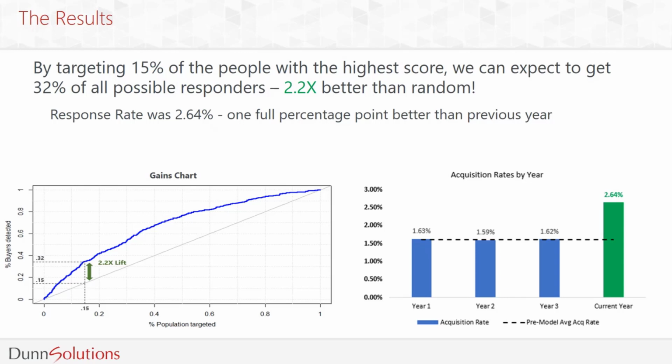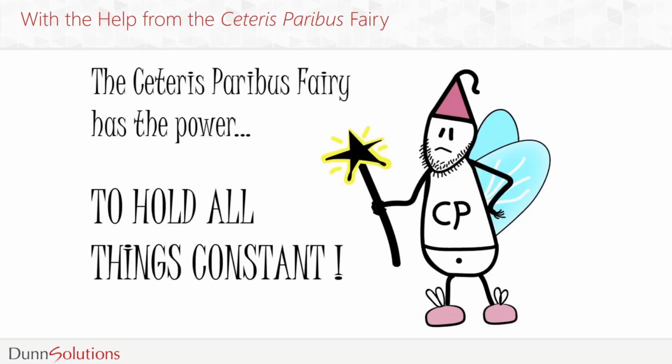And at the end of the year, we tracked how they did, and we noticed that the response rate was 2.64%, and that's a full percentage point better than the previous 3 years. Now, I understand that 1% may not seem like a lot, but actually it translates into hundreds of thousands of dollars. Obviously, the model did a really good job at predicting who was going to become a buyer, and the number of acquisitions went up substantially.